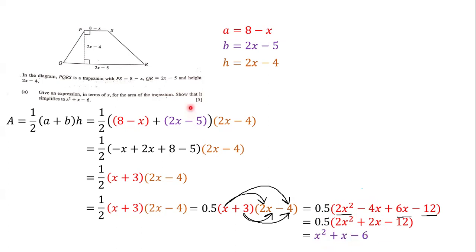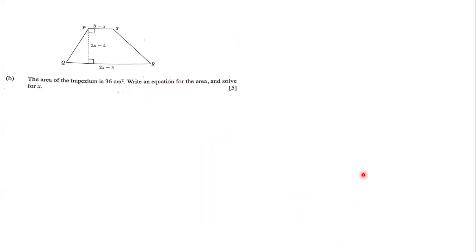So what we did was show that the expression for the area of the trapezium can be simplified to X squared plus X minus 6. Okay, next they tell us that the area of the trapezium is 36 centimeters squared.